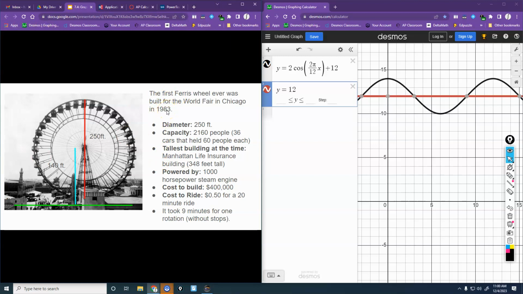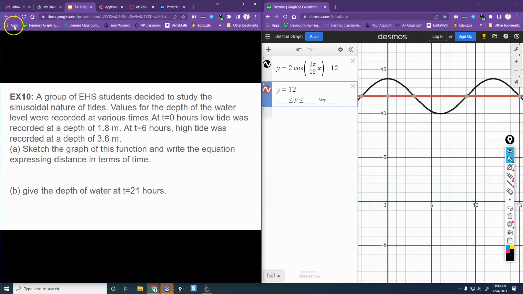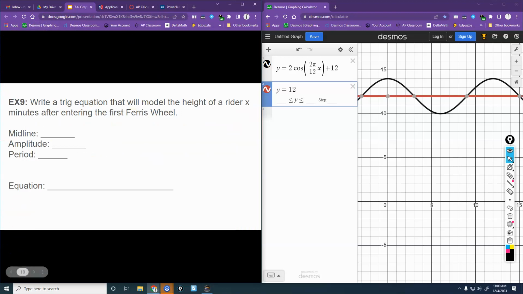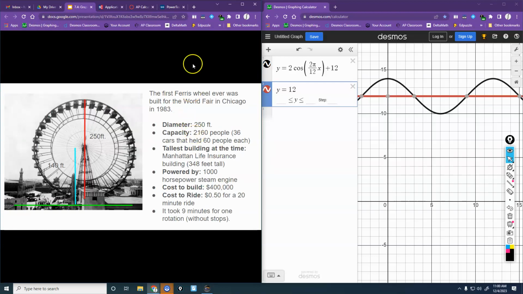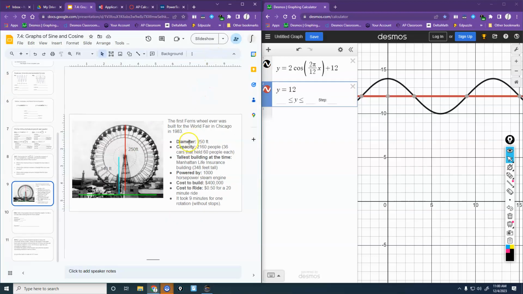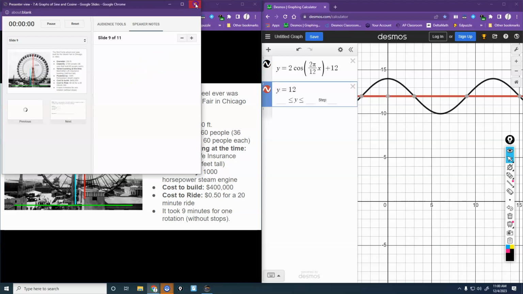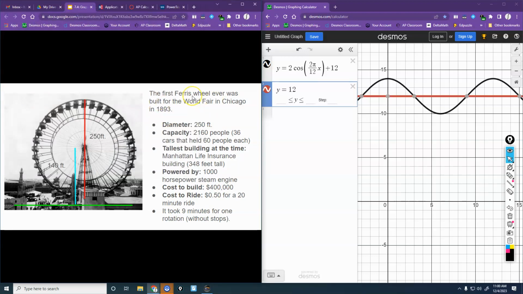It's 1893. Let me fix that. Ooh. Fix that on your notes, or this is not impressive. That's not very long ago. Let's see. 1893. Let's fix that. Make this accurate. Little typo there.